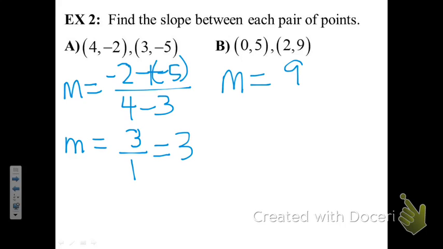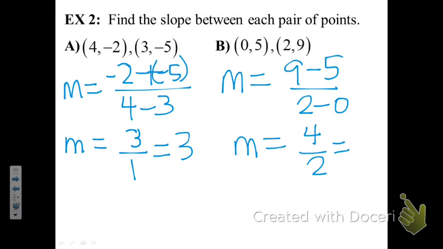So on B, we do the same thing. I started with the second ordered pair this time. 9 minus 5 over 2 minus 0. So you get 4 over 2. We can reduce this, and you can either reduce it to 2 over 1 or simply 2.